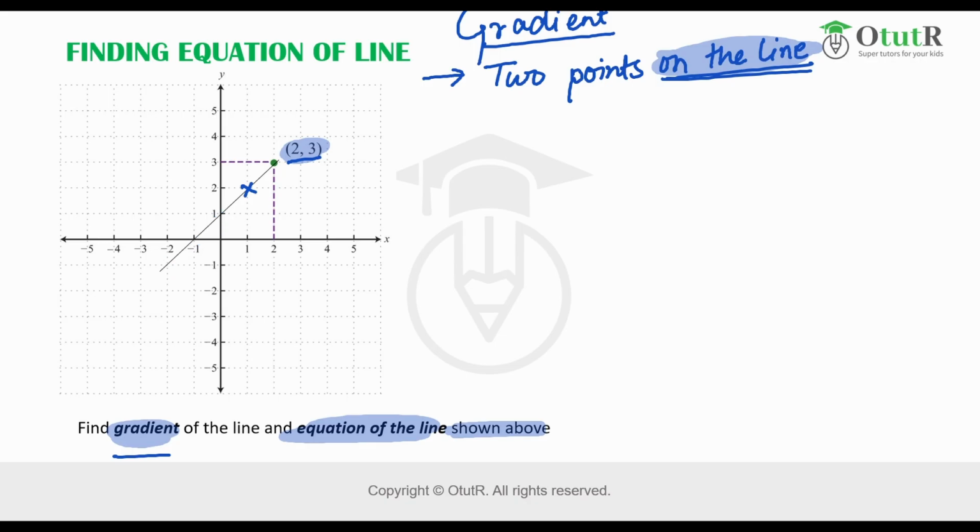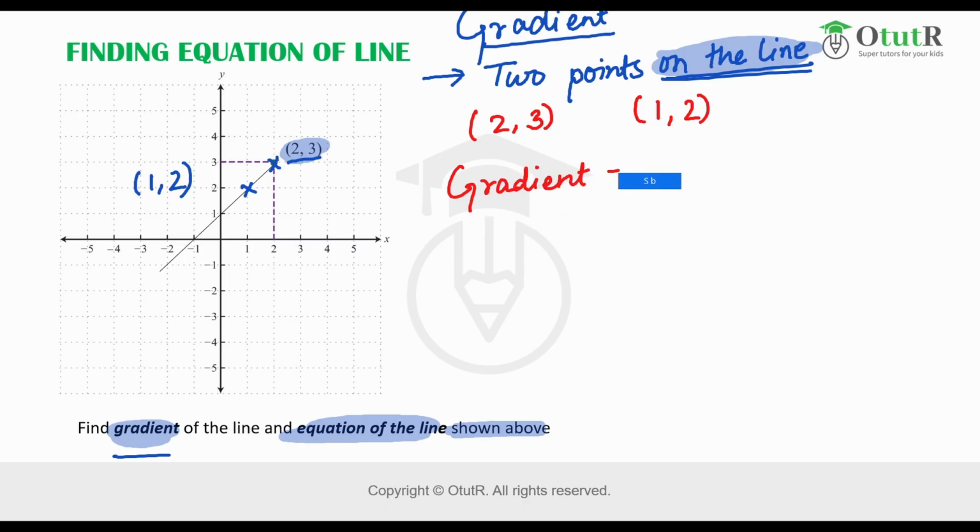So let me consider the two points that I have chosen. One point is 2 comma 3, and another point is 1 comma 2. Let me write them down: 2 comma 3 and 1 comma 2. After this, we are going to use the formula for the gradient, which is y2 minus y1 over x2 minus x1. I have seen most students get confused when putting values in this formula, so I'm going to help you with a very simple method.